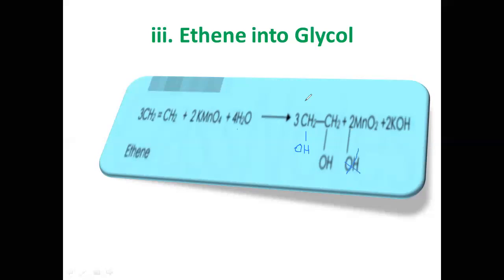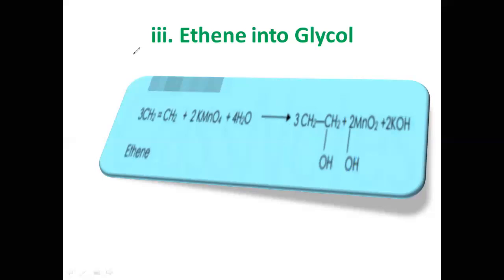I told you ethylene glycol has two hydroxyl groups, one on each carbon atom. This is how ethylene glycol will form.